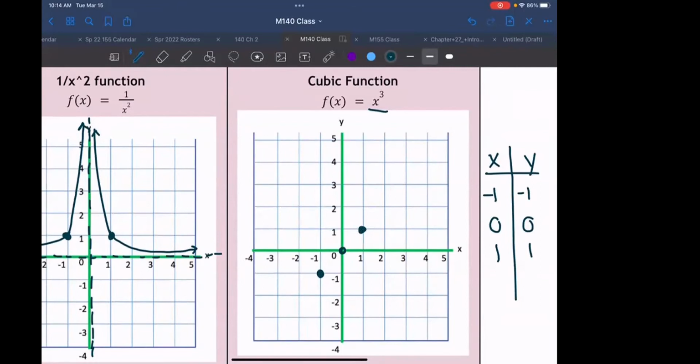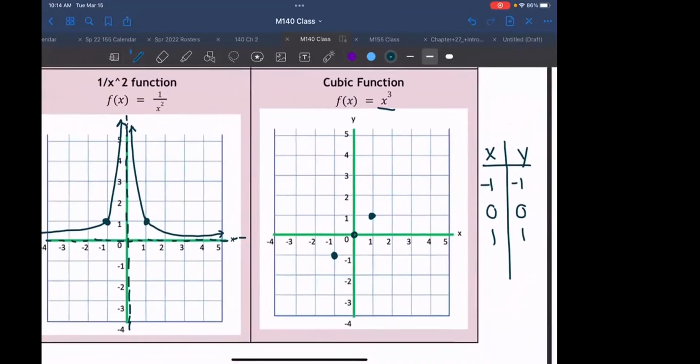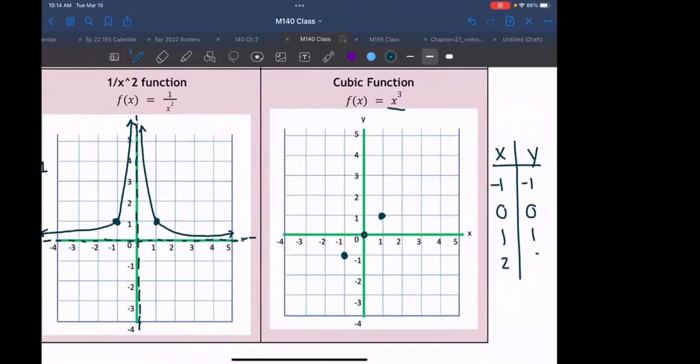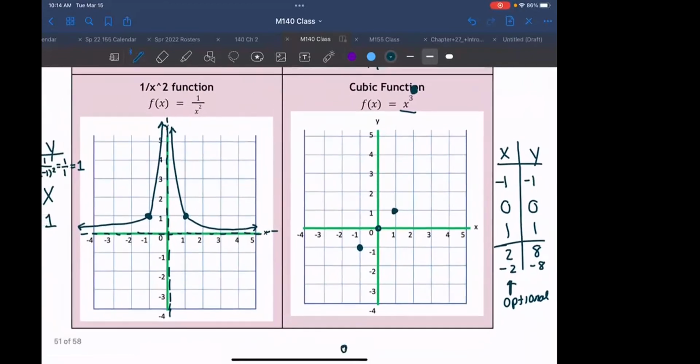Now, I don't expect you to know these points, okay, but we can plug in 2, right? And it would give us 8. We could plug in -2, which would give us -8. So these are optional here. And these are really high points, right? If I were to plot 2, 8, it would go all the way up here. And if I were to plot -2, -8, it would be all the way down here, probably even lower, right? So that's where those points would be.